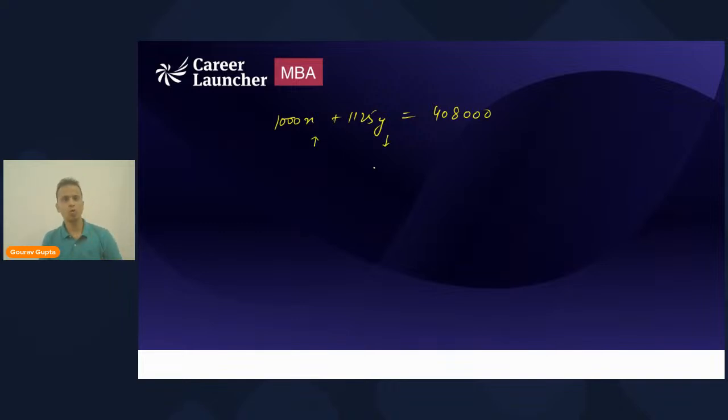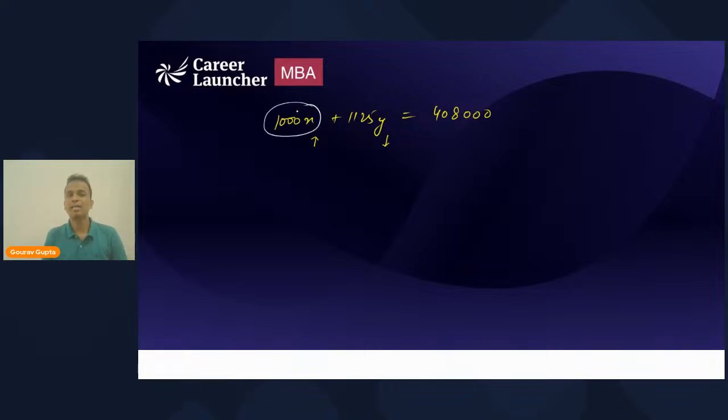So I will try to minimize the value of y. If I put y as 0, I cannot put y as 0 because I am buying at least one shirt of each type. So y cannot be 0. So we will put y as 1, 2, 3. I need to select a value of y such that the value of x should also be an integer. Now, look at this part.